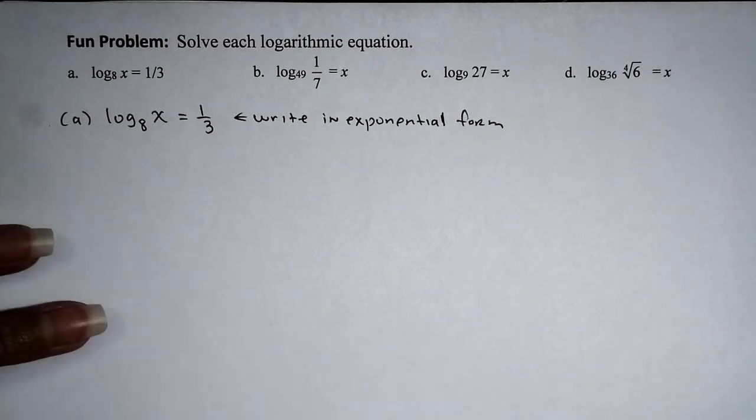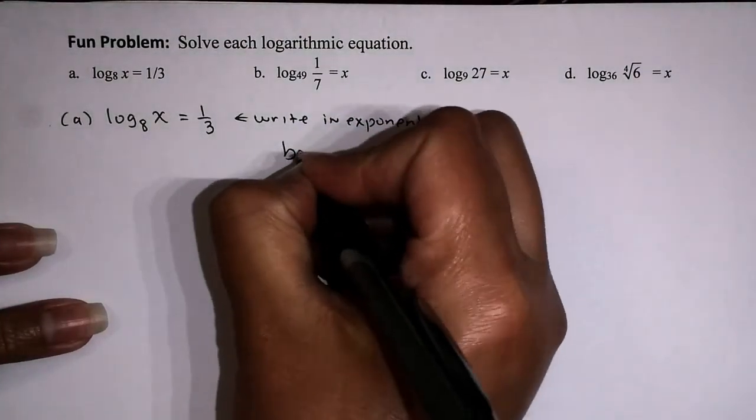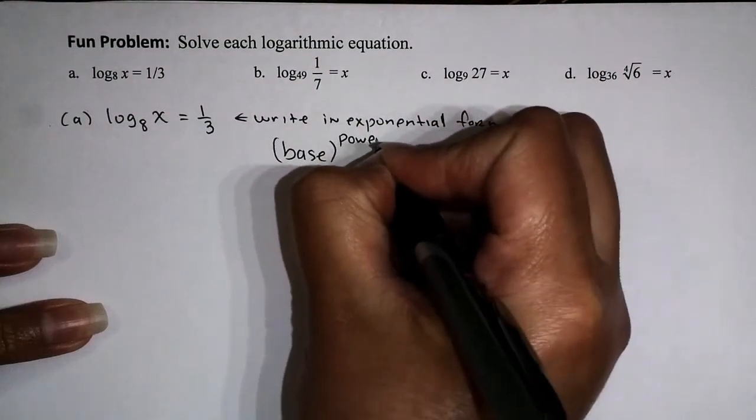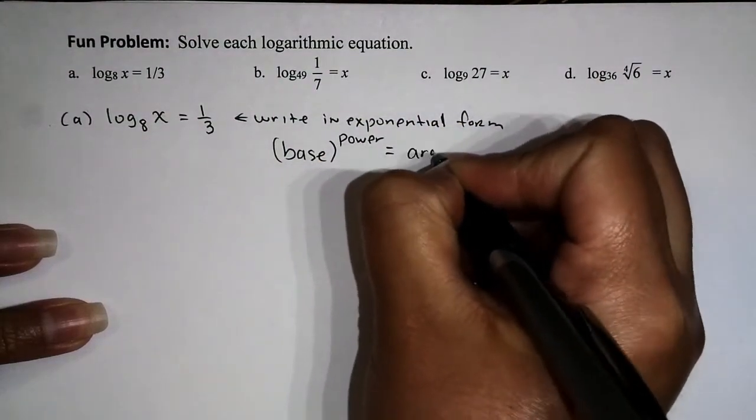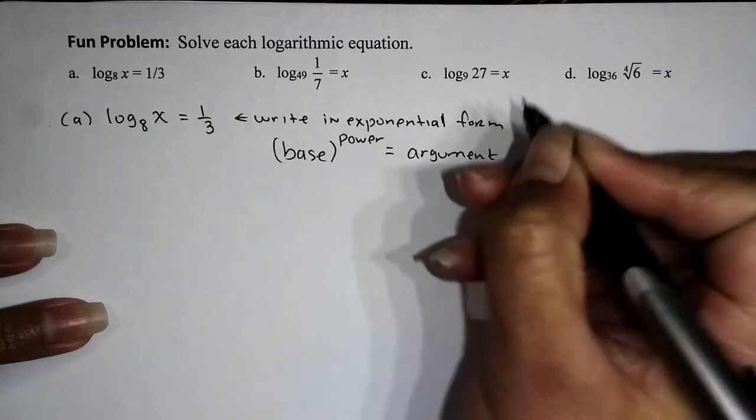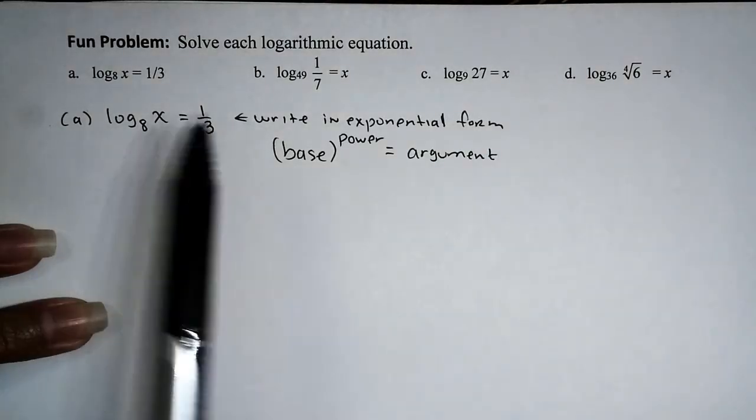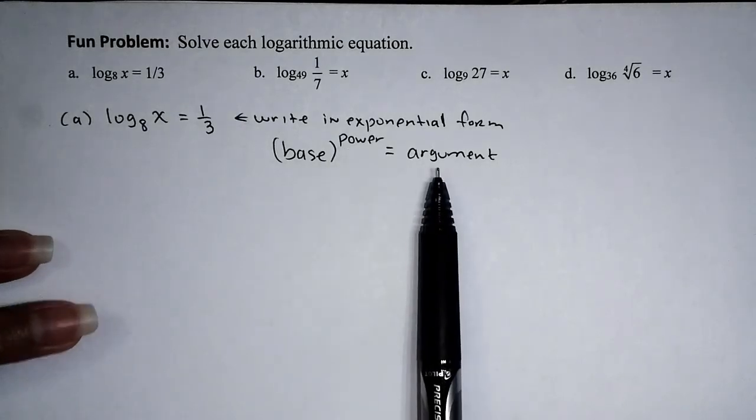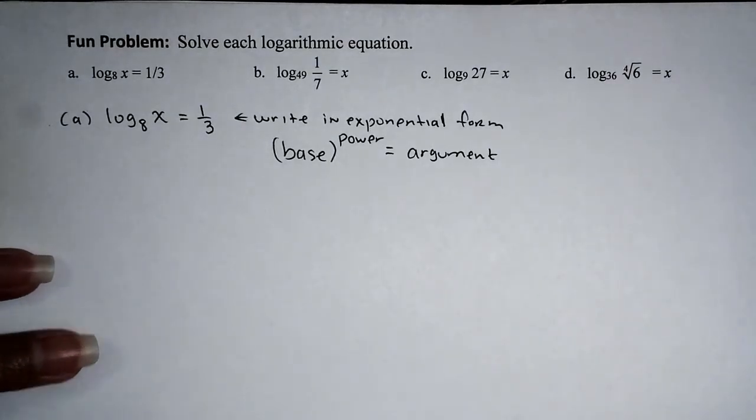So the question is, how do we go from logarithmic form to exponential form? To do that, we are going to take the base, raise it to some power, and whatever that is, that should give us the argument. So we are going to look at our equation, identify the base, identify the power, and identify the argument. If we have those three ingredients, then we're on it.